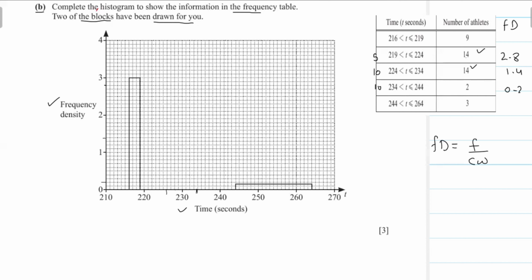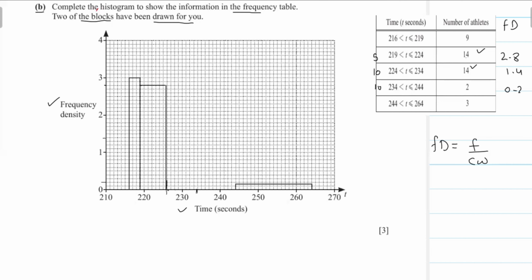Now we draw the bars here. You see here 219 to 224 is the position 224. Now we will draw a vertical line. The height of this line is 2.8, and we join this vertical line to the first bar. Next bar we have to draw is 1.4 height, and the width here is 224 to 234. You see here 224 to 234.